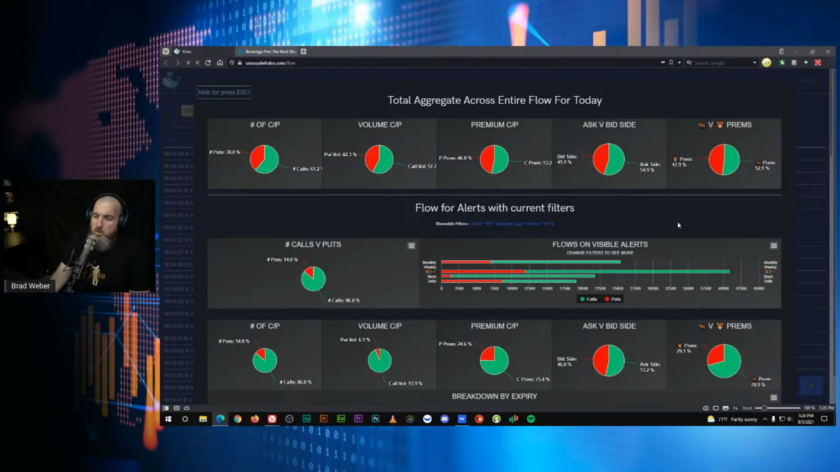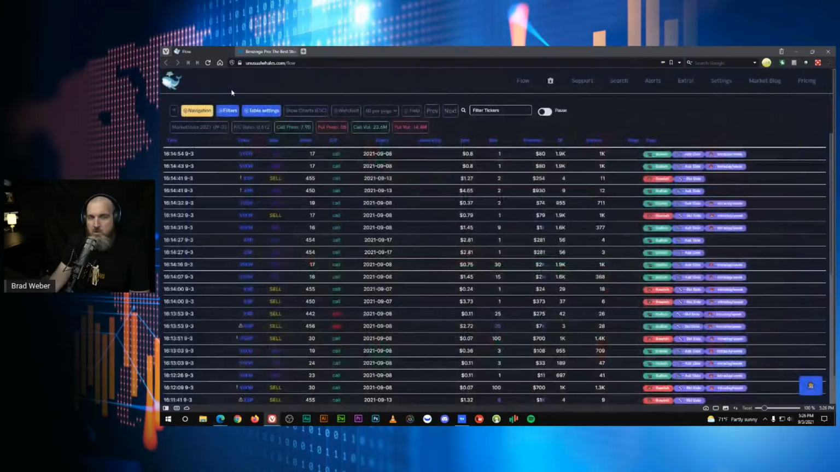I use Unusual Whales and Benzinga Pro as my two main platforms for everything when it comes to news, options flow, and alerts. Just to give you an example, if you're familiar with what Unusual Whales looks like, this is the overall flow. This is basically level 2 of options trading. It's going to show you every single options trade that comes through the books.